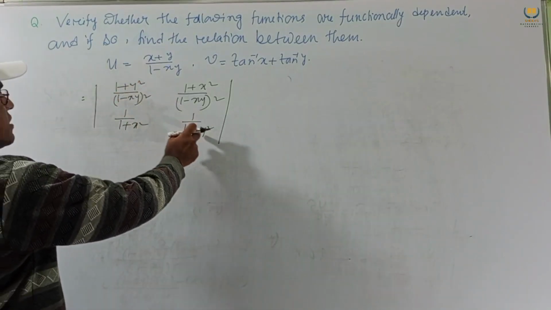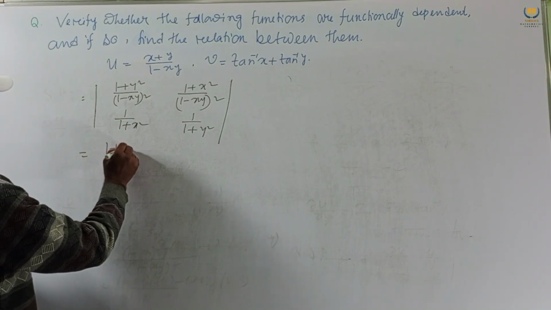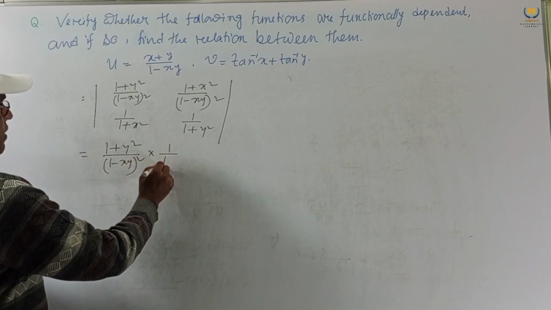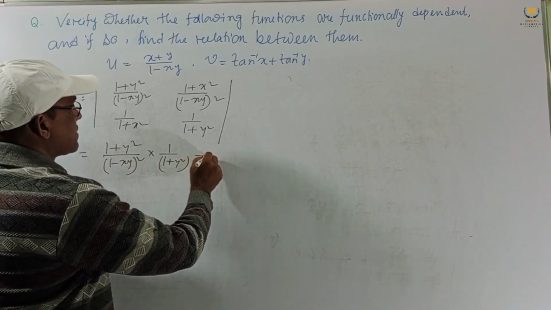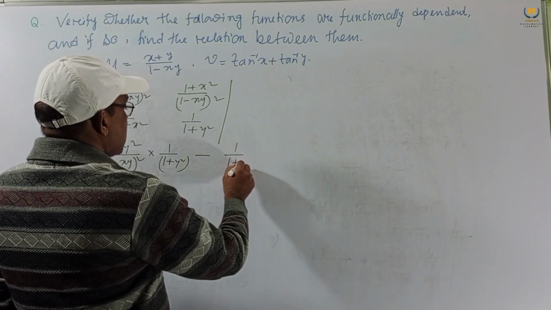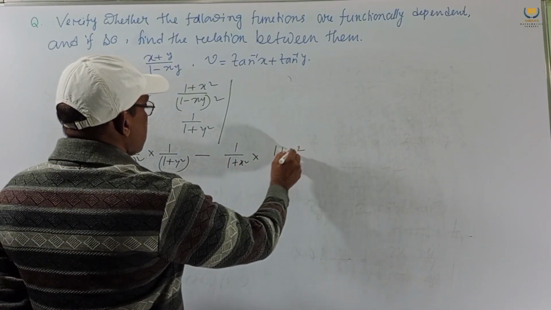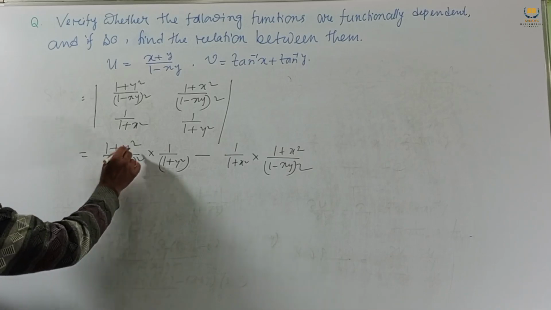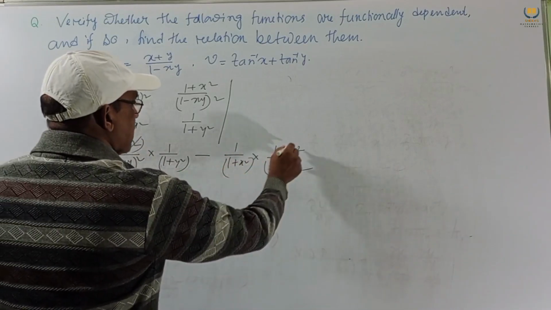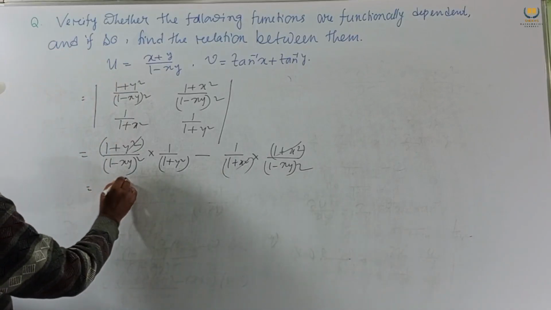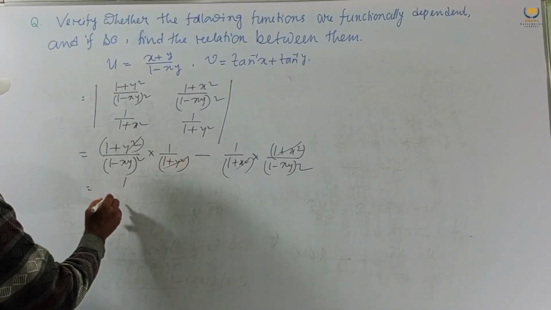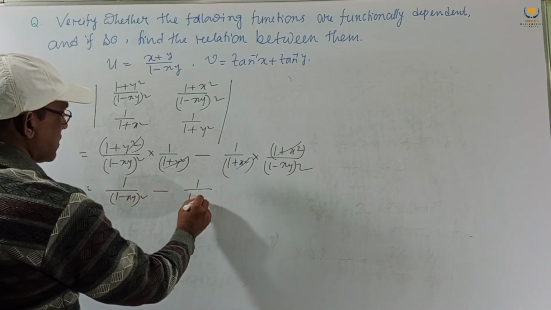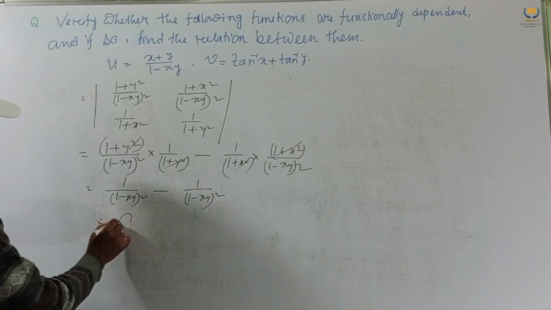Now expand this into this minus this into this. So this will be 1 plus y square by 1 minus xy whole square into 1 by 1 plus y square, minus 1 by 1 plus x square into 1 plus x square by 1 minus xy whole square, and ultimately these two will be cancelled. We get 1 by 1 minus xy whole square minus 1 by 1 minus xy whole square, and this equal to 0.